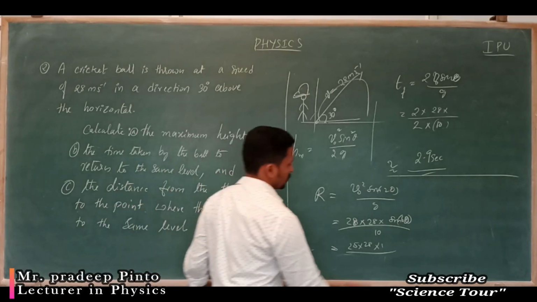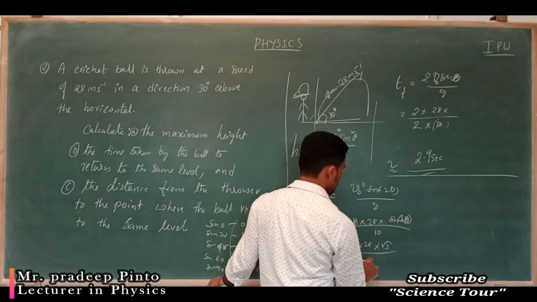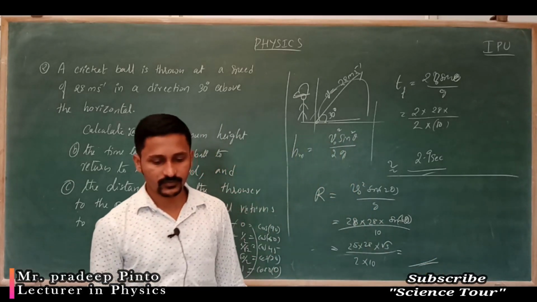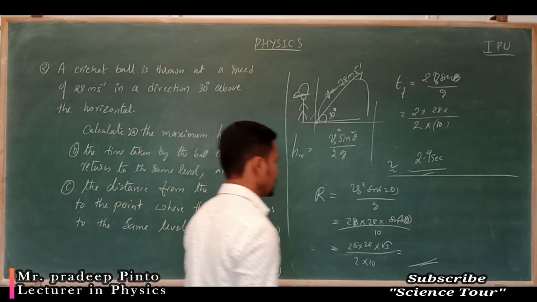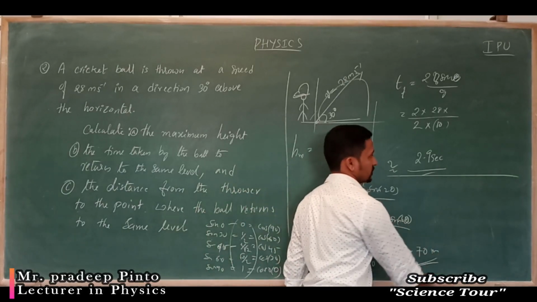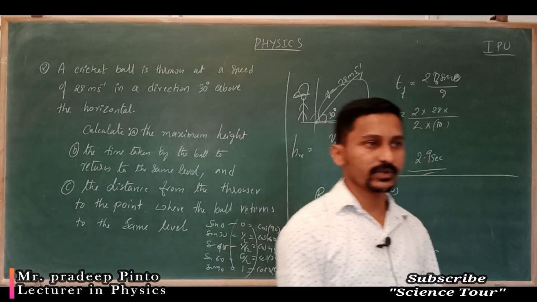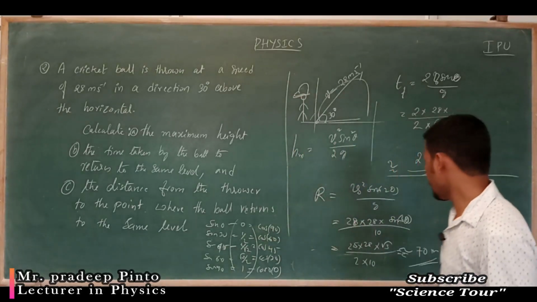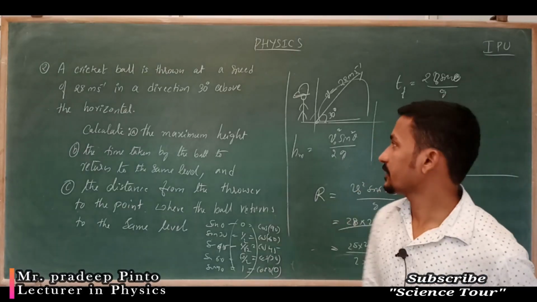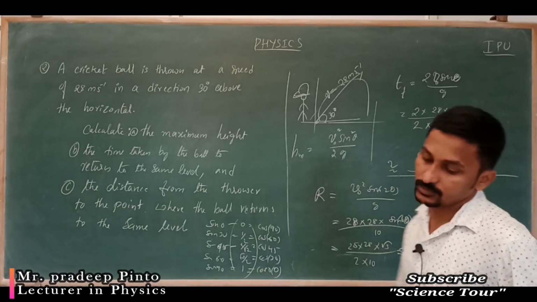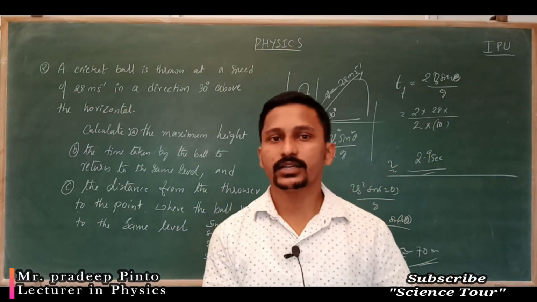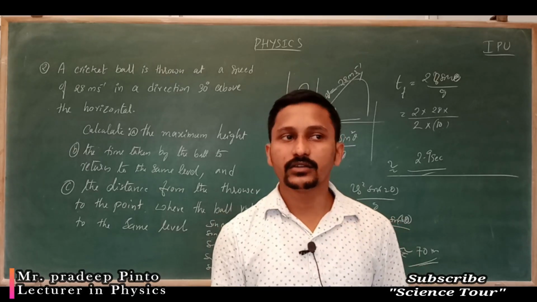So 28 into 28 into sin 60, that is root 3 by 2, divided by 10, how much are you going to get? Nearly 69 or nearly 70 meters. If you use 9.8 you are going to get 69, nearly 70 meters. So this is one more formula problem we have to study. Again, some other topics also we have to study in today's class.